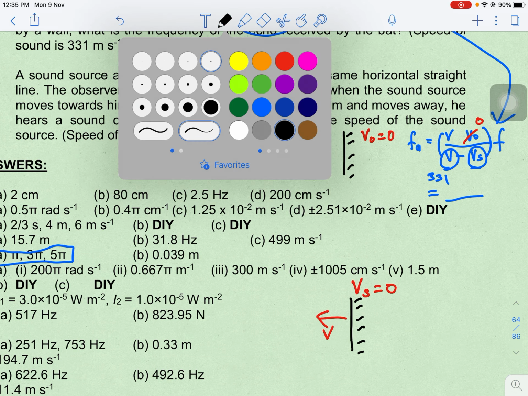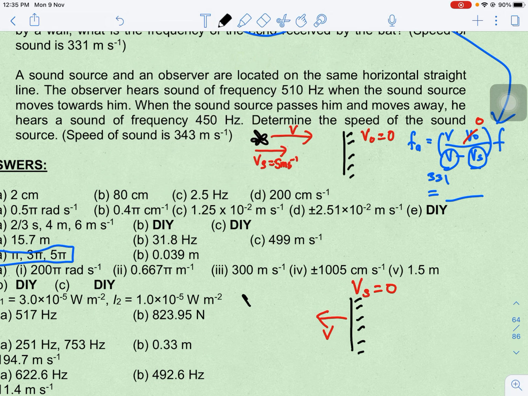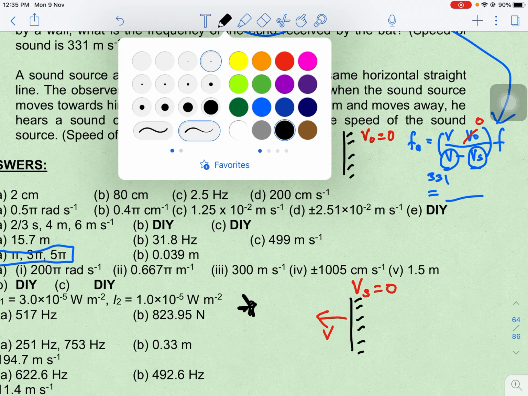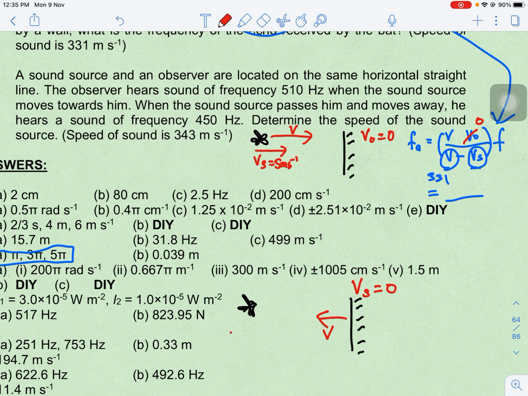Your bat now, this is your bat. The bat will still move at the same speed, 5 meters per second. But the bat is now your observer, so VO. You can see that this is the speed of sound. Sound will move from the source towards the observer. So this is the second situation: the wall becomes the source, and the bat becomes the observer.